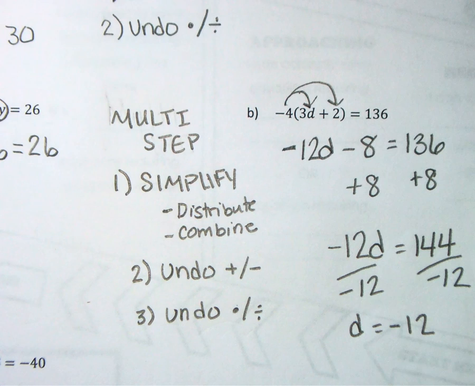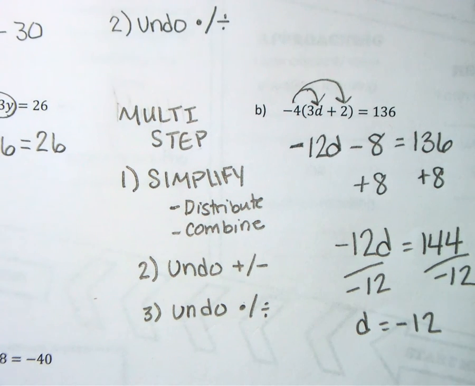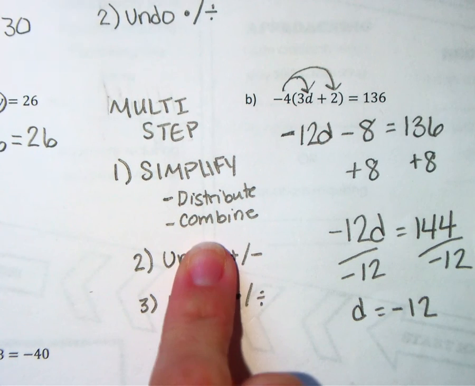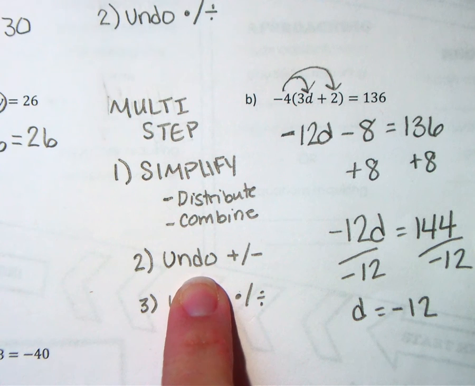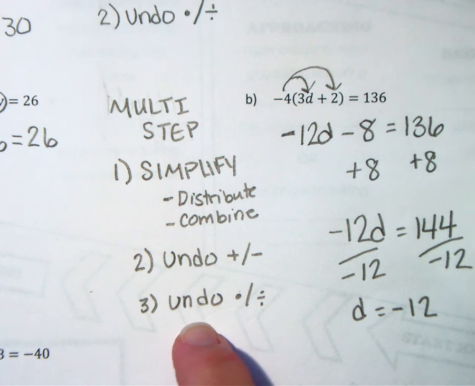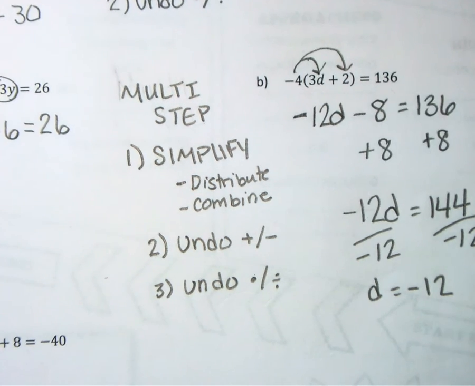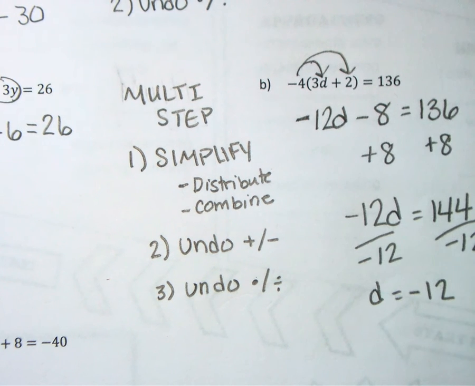Okay, last one, level 4. Hopefully you'll at least attempt the level 4 problem. We're going to distribute, then we're going to combine, then we're going to undo addition, subtraction, then we're going to divide at the very end. So we're going to go through all 4 steps here, all 4 things on this level 4 problem.